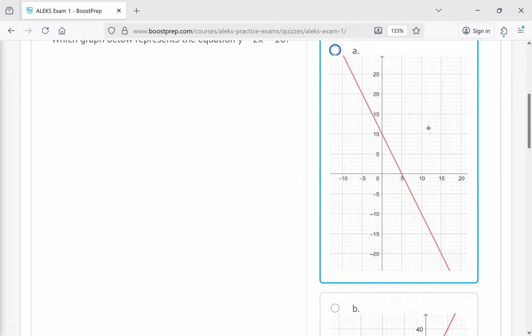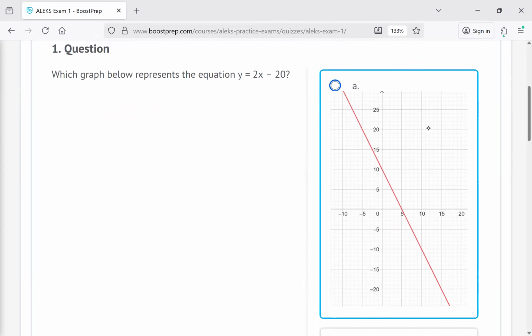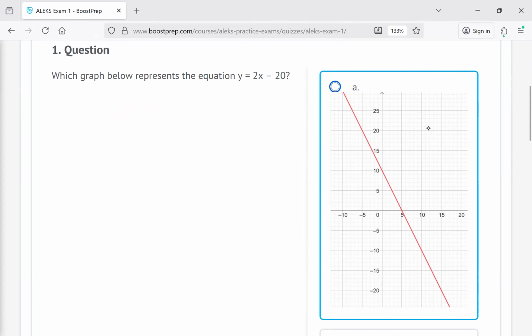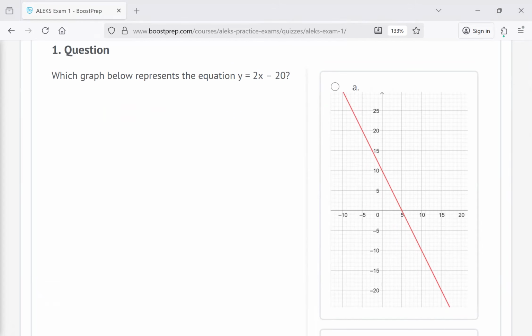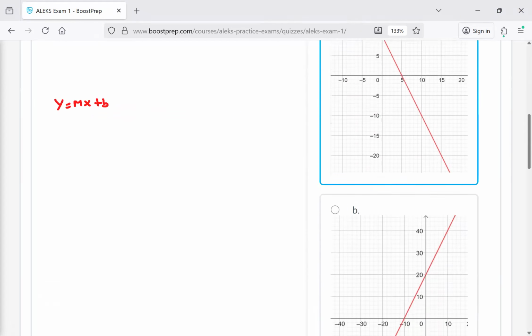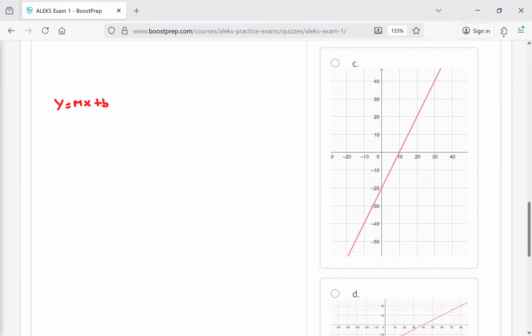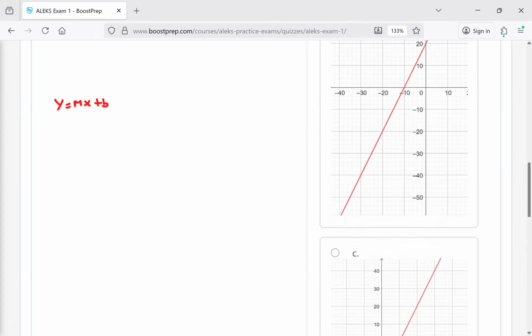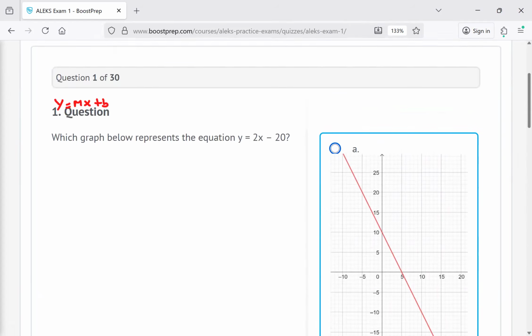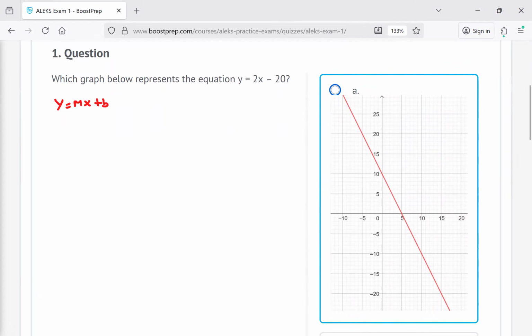Question one says, which graph represents the equation y equals 2x minus 20? I know this is a linear line. Why do I know y equals 2x minus 20 is a linear line? Because it's in the form of y equals mx plus b. That's a big hint. So is there anyone that you can eliminate now that you know it's linear? No, because all of them are linear. So now what we've got to do is more investigating.